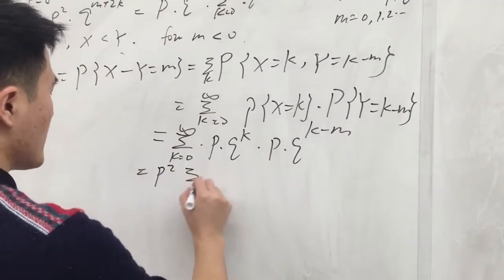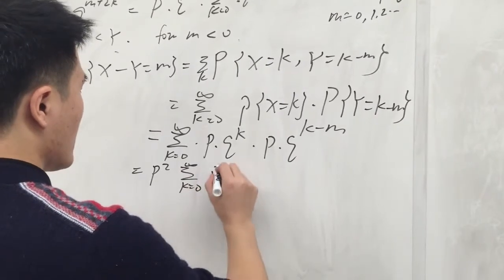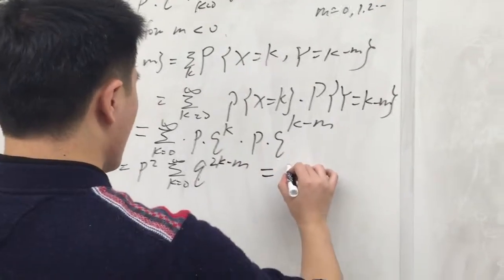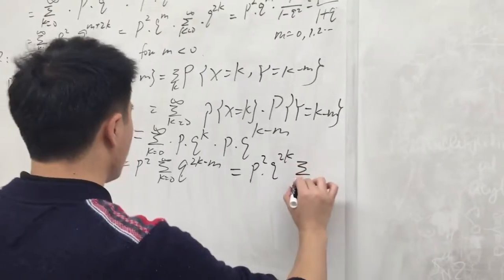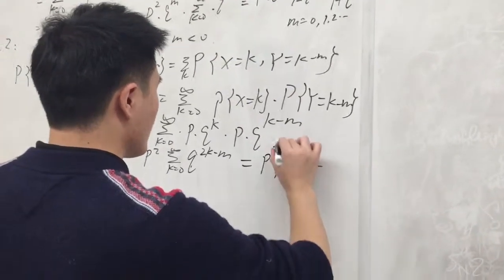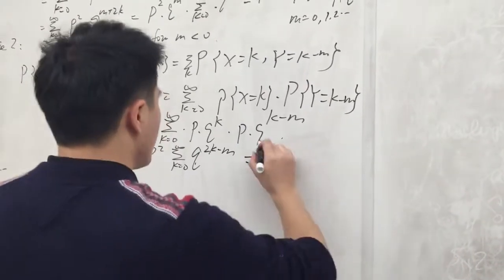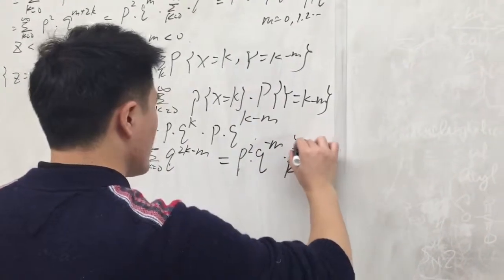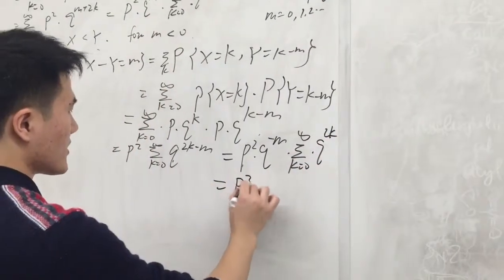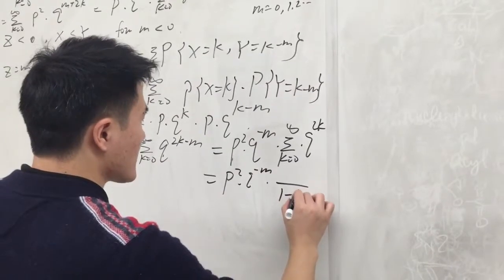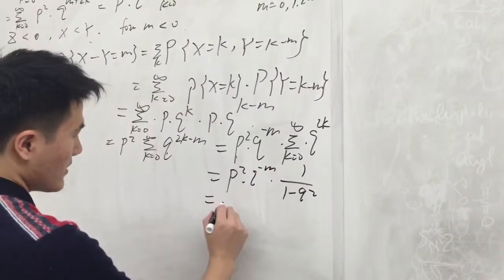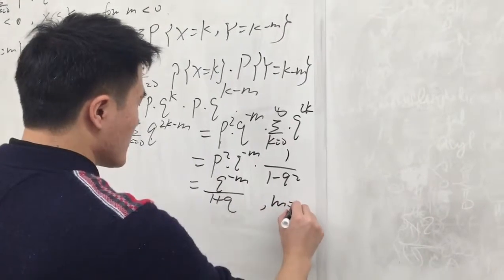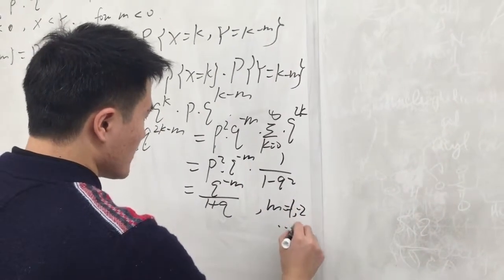This is P squared times the sum for K from 0 to infinity of Q to the power of 2K - M. So this is P squared Q to the power of -M times the sum for K from 0 to infinity of Q to the power of 2K. This is P squared Q to the power of -M times 1/(1 - Q squared). Because P = 1 - Q, we can write P/(1 + Q) times Q to the power of -M, for M = -1, -2 to minus infinity.